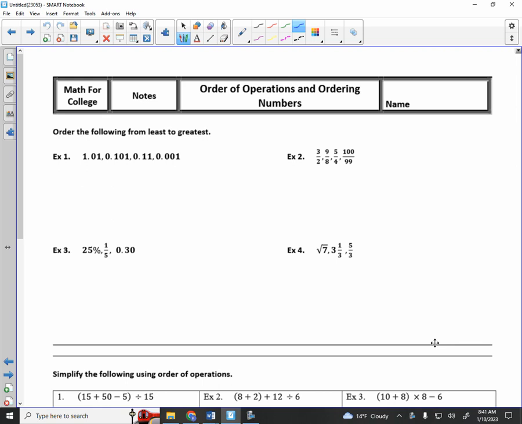Ordering operations and ordering numbers. Okay, so we're going to start off with ordering numbers today, and then we're going to go to order of operations. So part of what you want to be able to do is understand how to order things from least to greatest.